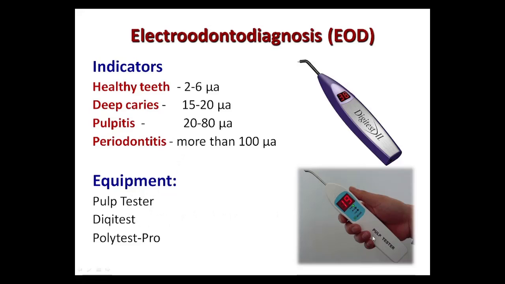And as for equipment, a pulp tester like this, like on the previous slide, you can see the number of electrical current, and for example like this, Digitest, also for electro-odontodiagnosis, EOD.